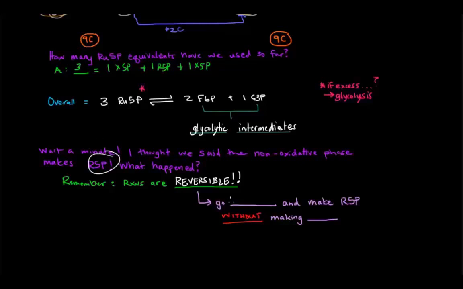Okay, so we go backwards and make R5P without making NADPH. Because if you go back and look at all the steps that we just talked about, none of them mentioned NADPH. So there's no NADPH or NADP plus at all. So if we run this reaction backwards, we can create R5P without making NADPH.